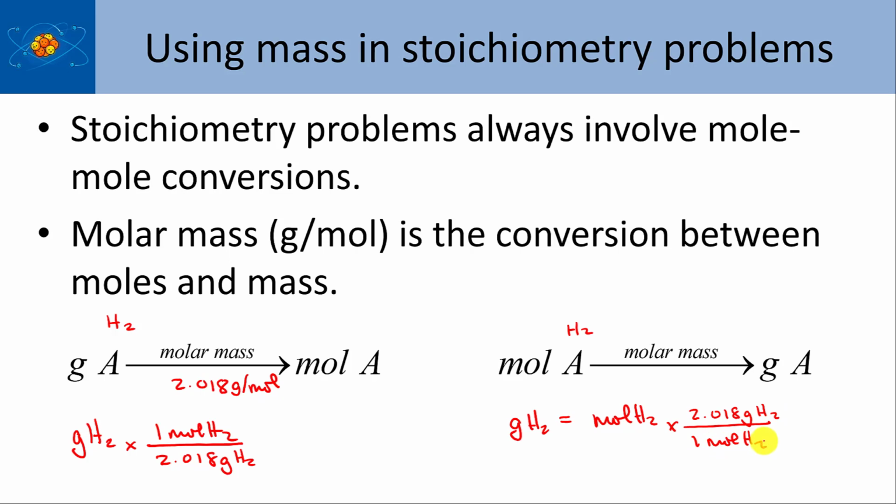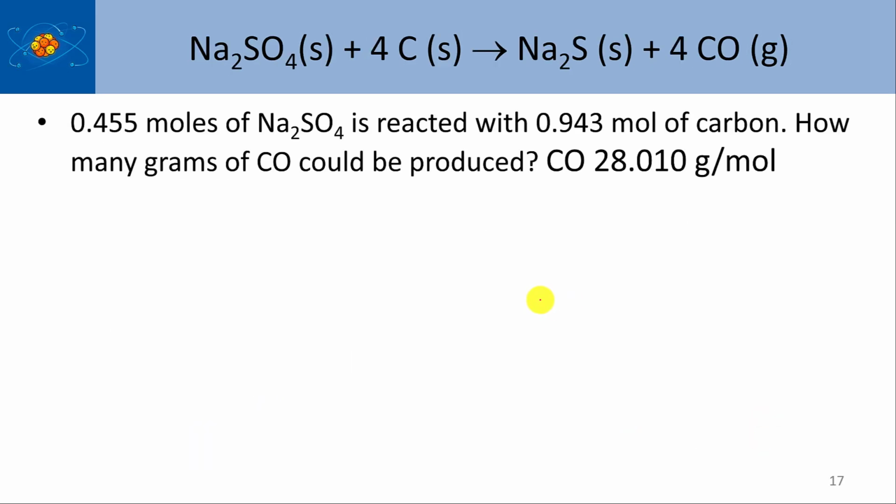So let's use this in an example problem. You're given 0.455 moles of sodium sulfate, and it reacts with 0.943 moles of carbon. How many grams of carbon monoxide could be produced? And in a lot of these problems, just because I'm not testing this part of it, I'll just give you the molar mass. So that's what that is. The 28.010 grams per mole is the molar mass of carbon monoxide.